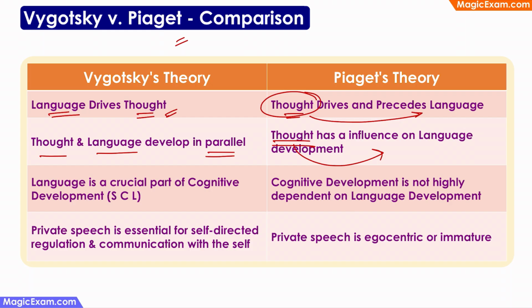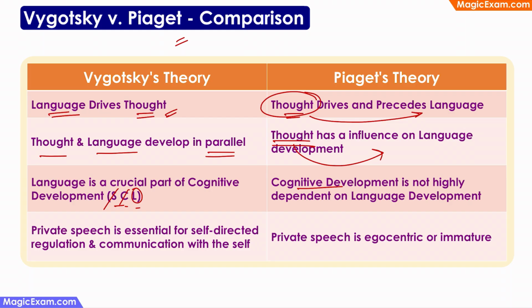In Vygotsky's theory, language is given a lot of importance because it is a very crucial part of his sociocultural theory. Because without language, you cannot have any social interactions and you cannot look at all the cultural factors. Therefore, language is the medium through which children or people can have social interactions and can get influenced by cultural factors. Whereas in Piaget's theory, he says that the cognitive development is not highly dependent on language development. He says that cognitive development and language development are connected, but they don't influence each other to a large extent.